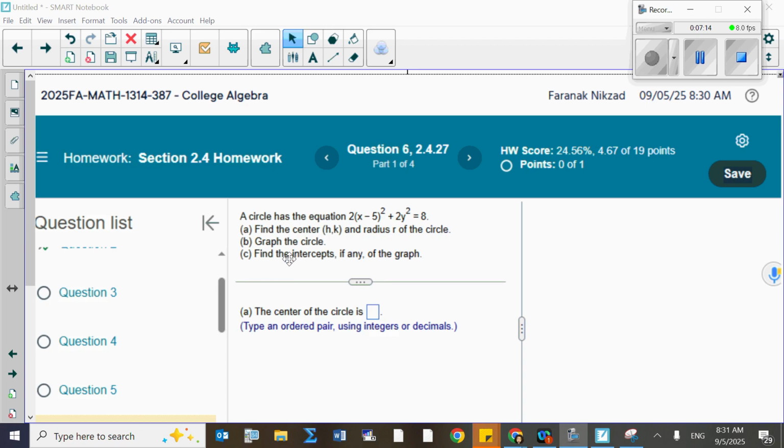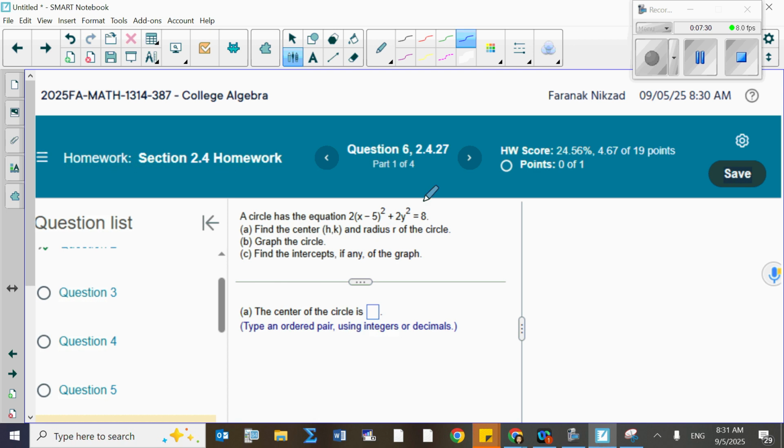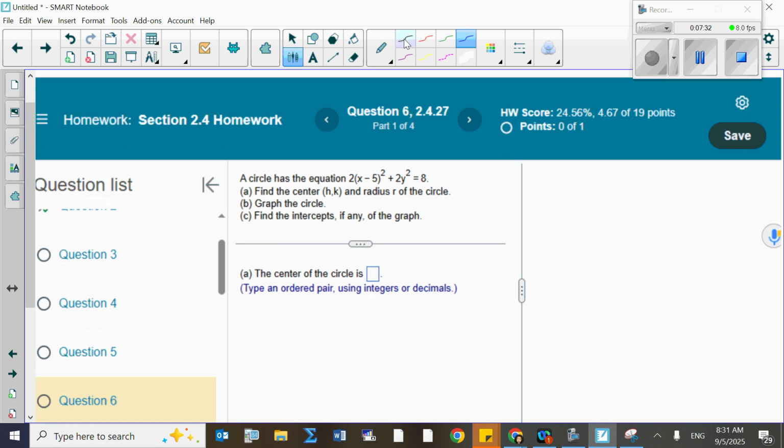Okay, this question, which is question number 6, is asking me to find the center and the radius of the circle and graph it and then find the x-intercepts if there is any. Okay, so I'm going to start with this first. The equation is not in general form or the standard form because I have a coefficient of 2 here and here. So I'm going to get rid of that first.